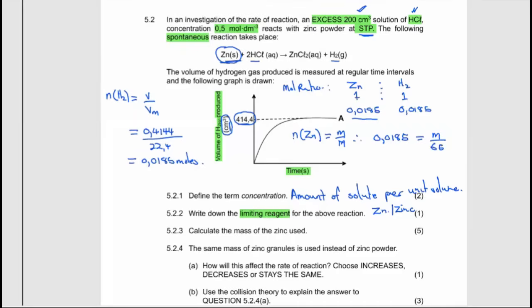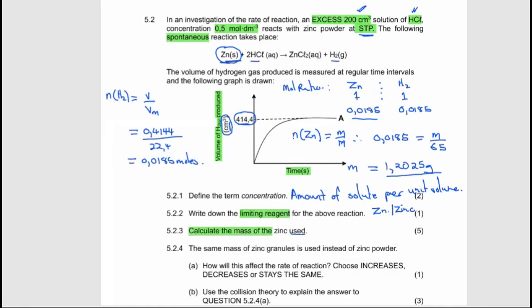Then we are supposed to make m the subject of the formula, so we cross multiply. 65 multiplied by that, let's just do the math. Therefore, my m is equivalent to 1,202525 grams. This is the mass of zinc that was actually used. So that's how we attempt question 5.3.